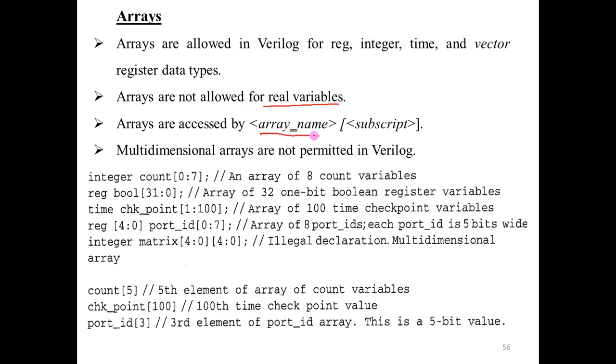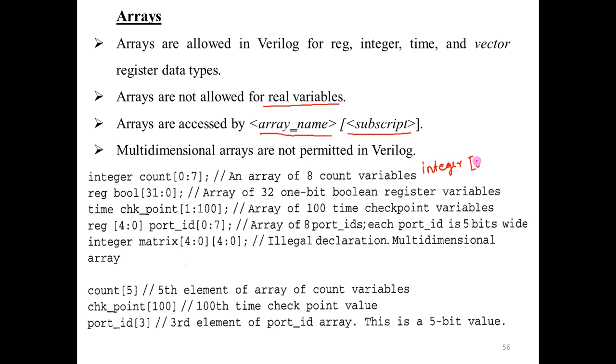Arrays are accessed by array name followed by subscript. You can access the array members. Multi-dimensional arrays are not permitted in Verilog. These examples will explain it in a better way. Integer count 0 to 7. This is an array. See, it is quite different from what I write here.